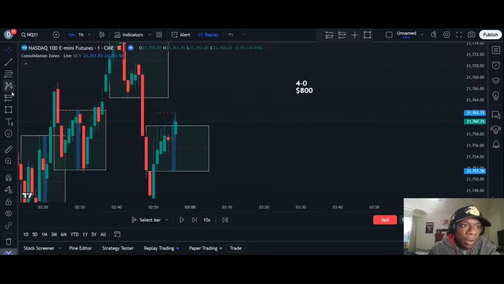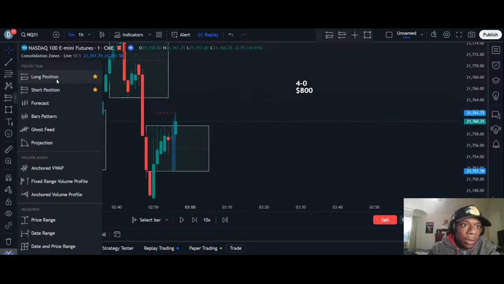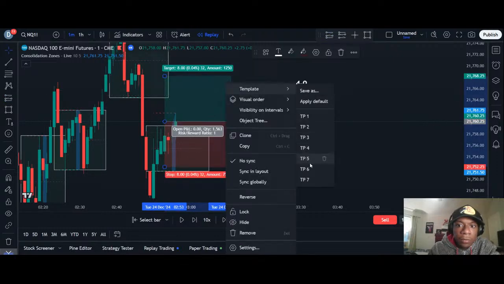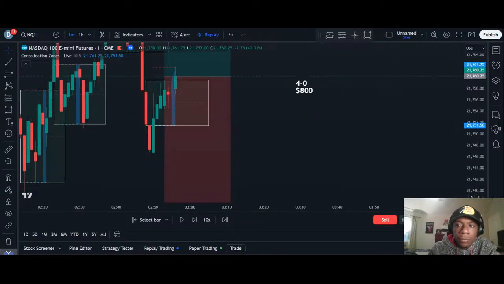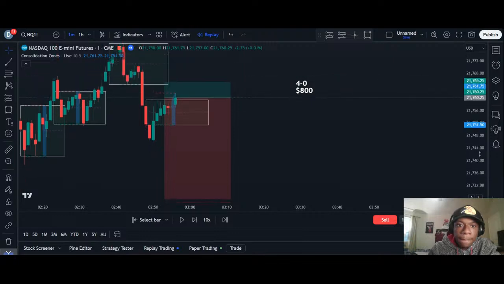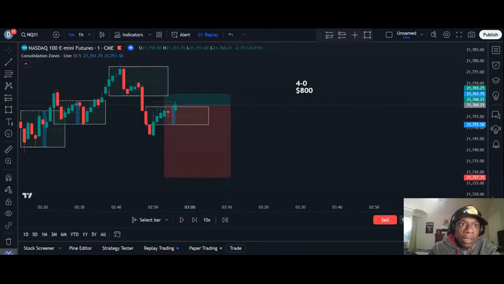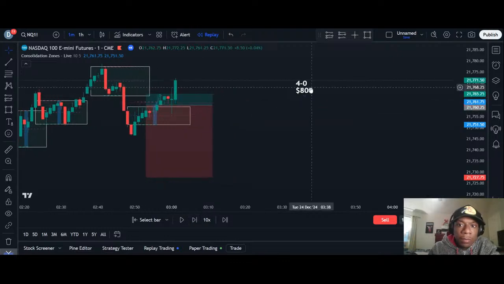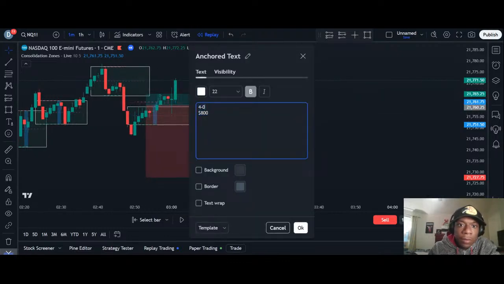Boom, we got the close above. Y'all know what we're gonna do. TP5. Extremely large SL. Hopefully that gets the job done for the last trade of the day. And it did. 5-0. We would be done for the day.